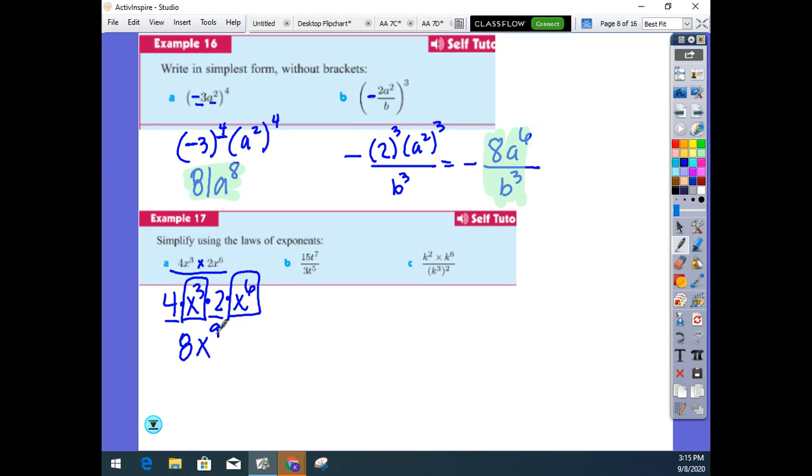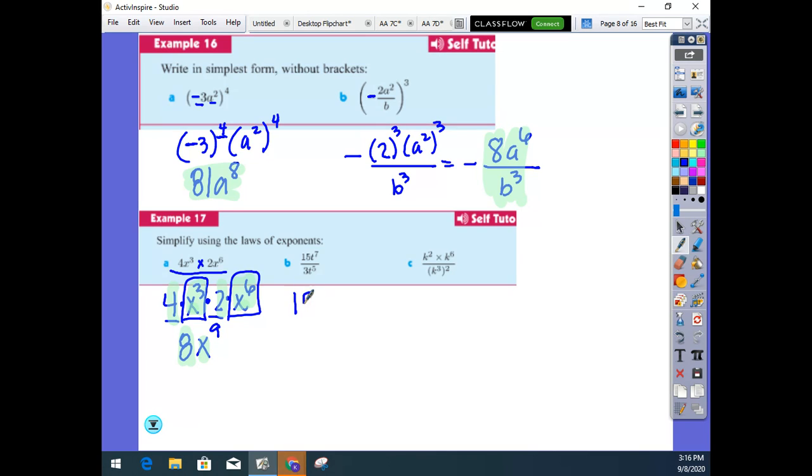So you have to deal with your coefficients differently than your exponents, okay? So it's really 4 times 2 is 8. When you're multiplying bases that have exponents, when you multiply bases that are the same, keep the base the same, add the exponents.